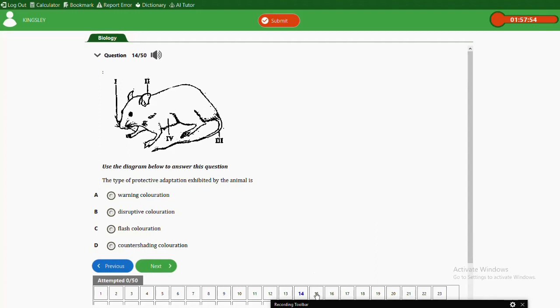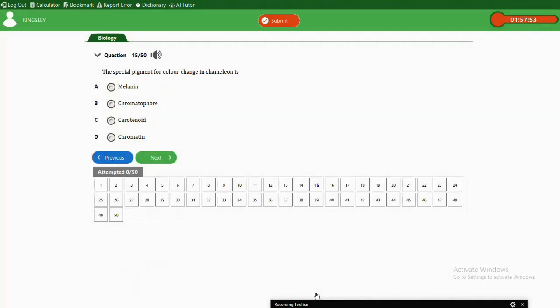But this animal, of course, exhibits a counter shading coloration because the ventral part of this animal is actually a different color from the dorsal part of the animal. So this is the type of protective adaptation that this animal uses. That's counter shading coloration. So take note of that. Let's look at the next question.